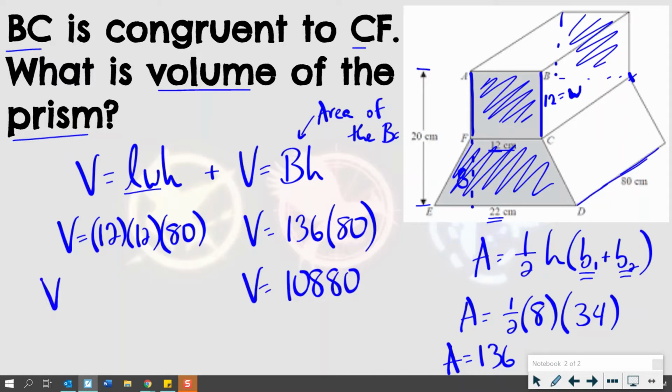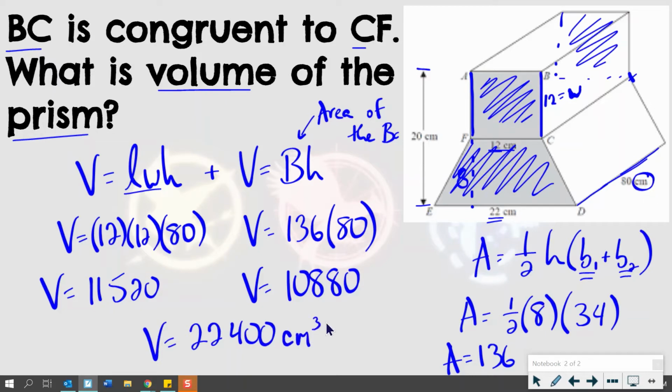The volume of the square-based rectangular prism is 11,520. Then we could add those together and find that the full volume is 22,400. Our units are centimeters, so it's going to be centimeters cubed.